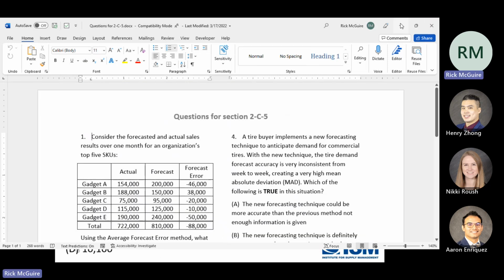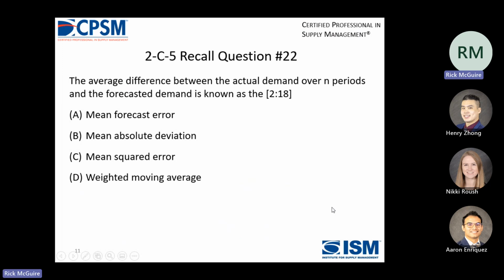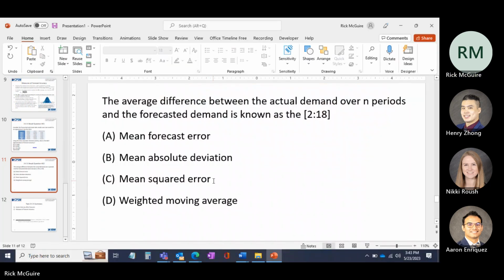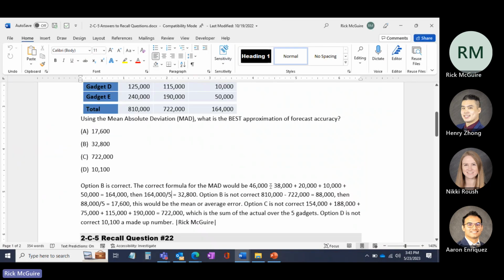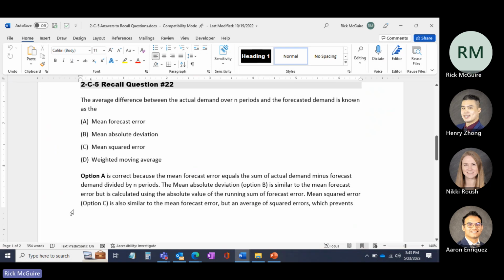And then let's look at one more here. The average difference between the actual demand over n periods and the forecasted demand is known as the what? So actual minus forecast over n periods, so you're dividing by n. Should be mean forecast error, because actual minus forecast is your running sum of forecast errors, over n. Let's see if that is the answer. Yep. Mean forecast error equals the sum of the actual demand minus the forecast demand divided by n periods.